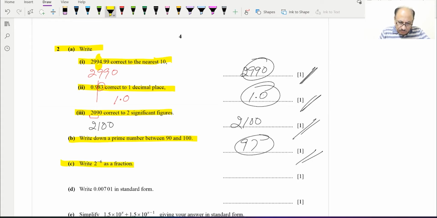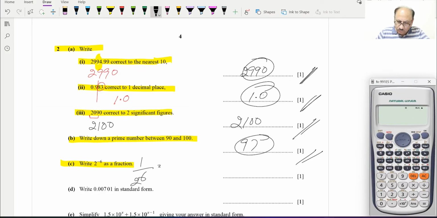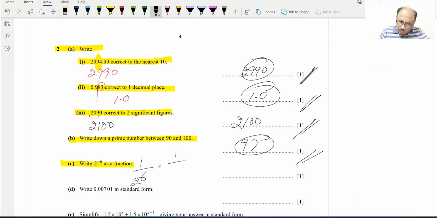Then write 2 raised to minus 6 as a fraction. So 2 raised to minus 6, we can write 1 over 2 raised to 6, which is equal to 1 over 64. So 1 over 64 will be our final answer for this 1 mark question.